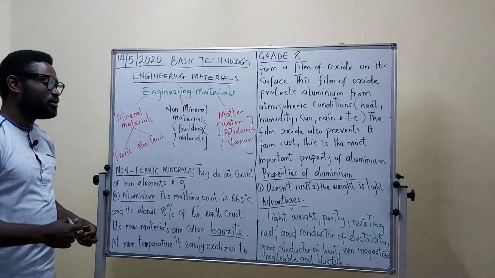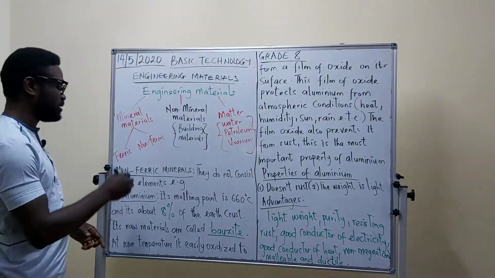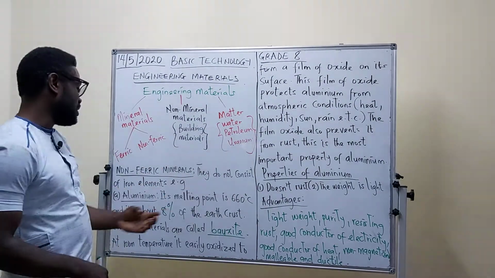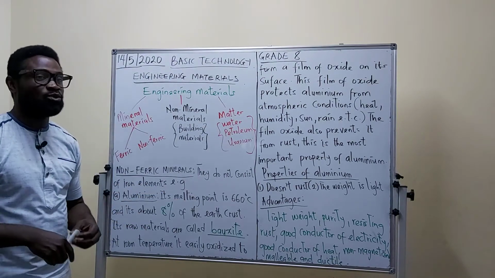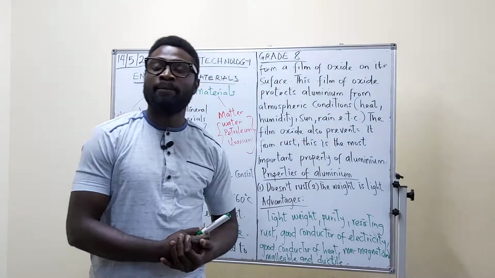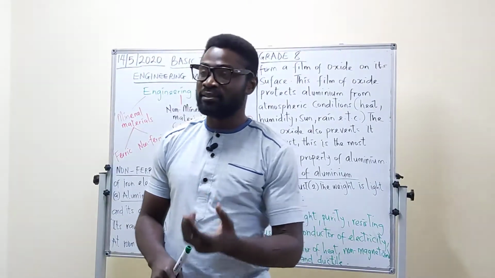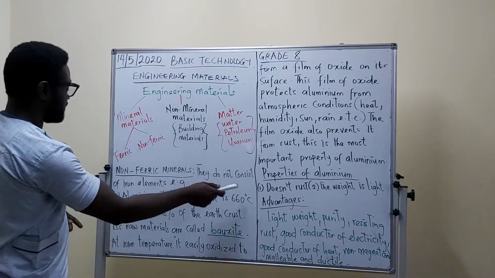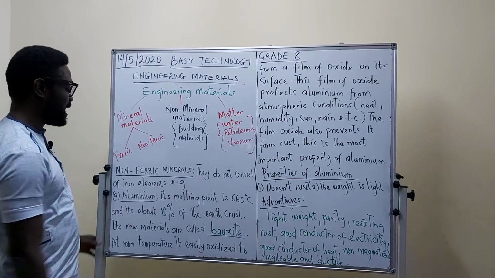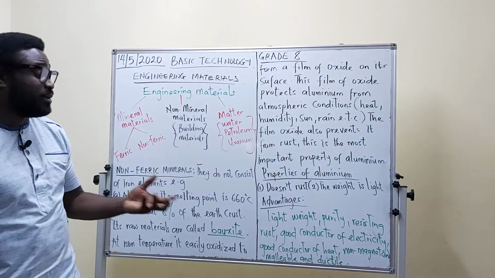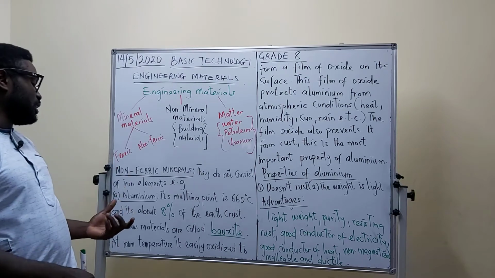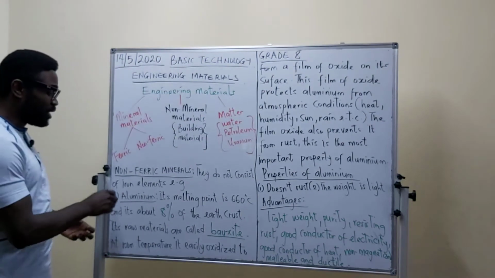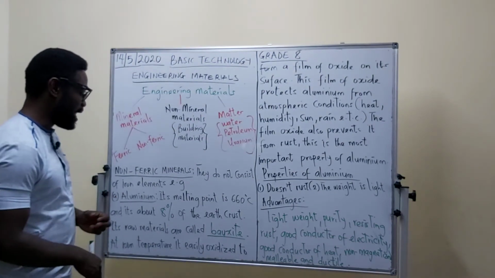Now, moving to the precise thing we're supposed to do for today, which is non-ferric minerals, that is under mineral materials, don't forget. They do not consist of iron elements. In the last class we spoke of ferric minerals that consist of iron elements, but non-ferric ones do not consist of iron elements. We have so many examples, rather. You all know we still have silicon and the rest of them. But today our main focus will be on aluminium.